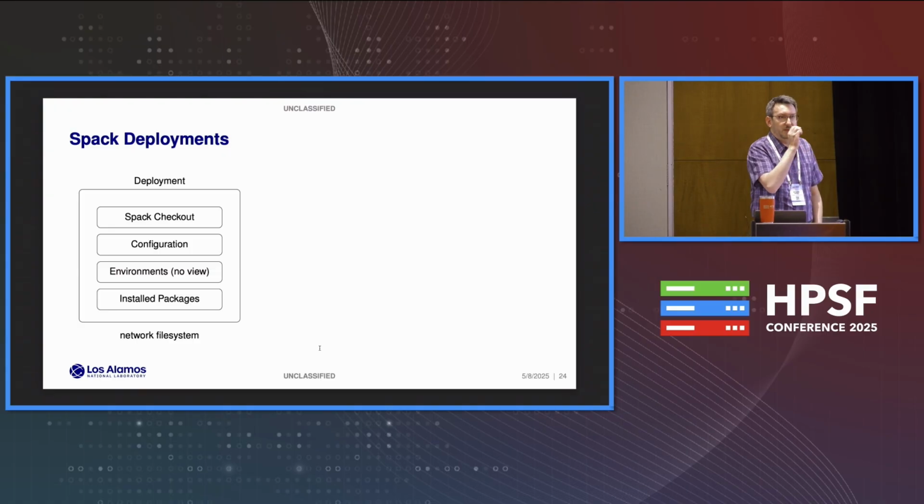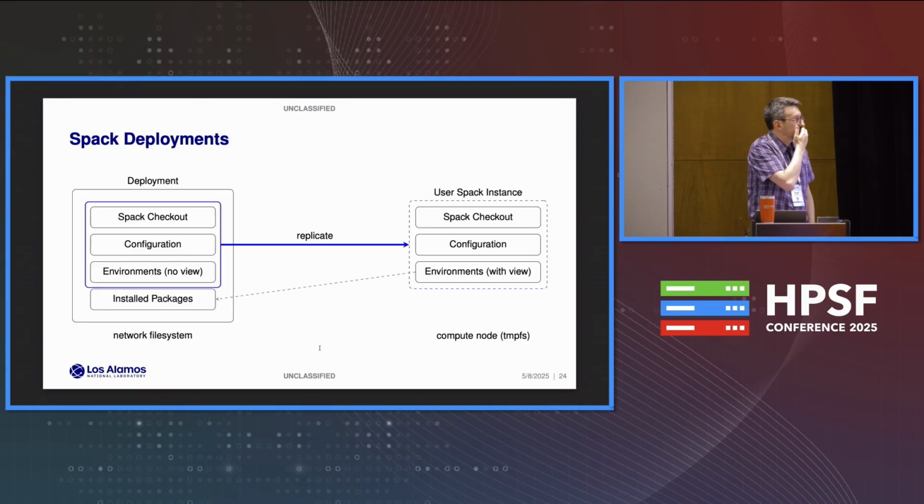Okay, so as I said, I have a CI pipeline that generates these deployments, but they are shared, and they are not writable by users or developers. Instead, what we do is we replicate these Spack deployments for each CI job or for a user, and they are connected back to the original Spack deployment, using it as an upstream.